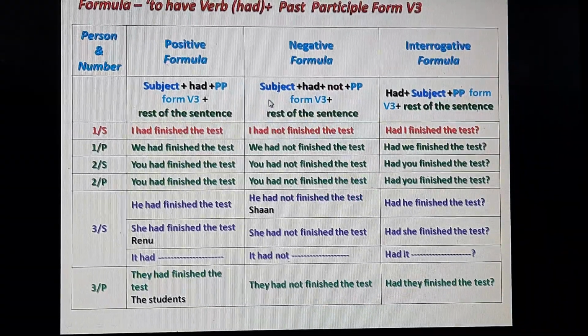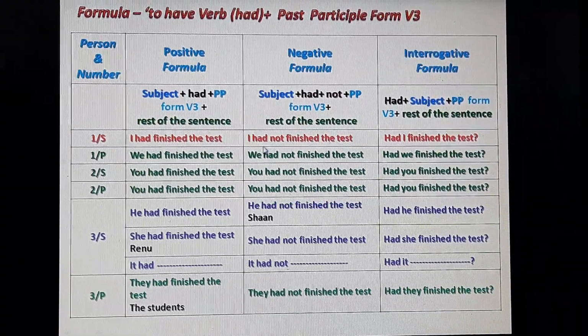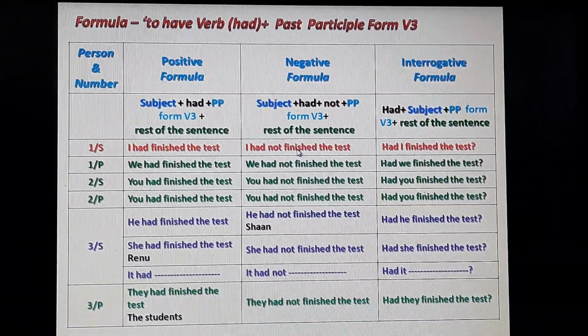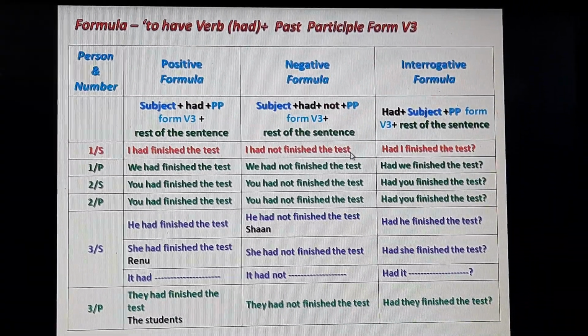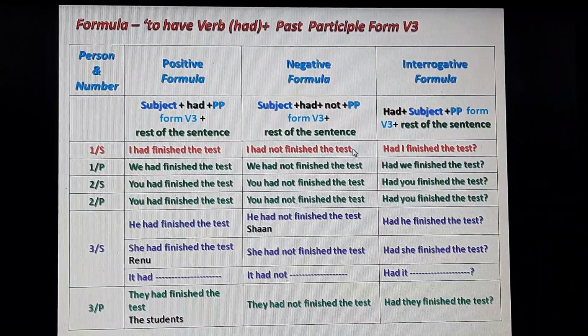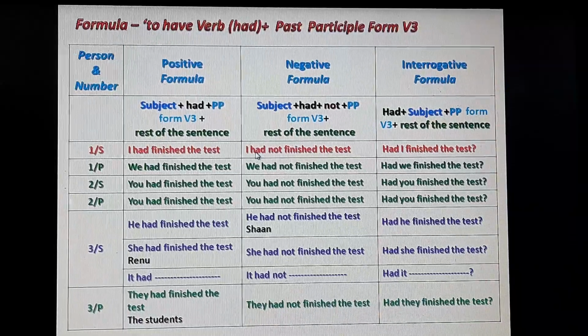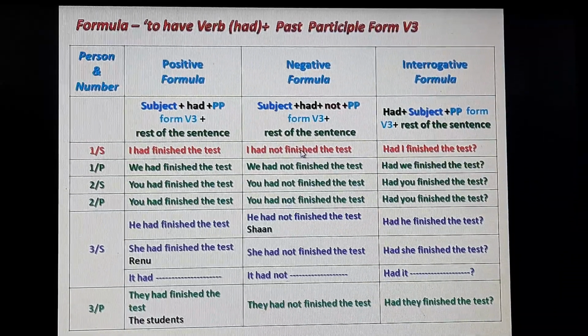In the negative, subject I had, then we have the not, the negative, then the past participle form and the rest of the sentence. I had not finished the test. So we use the not in between the auxiliary verb and the past participle form.